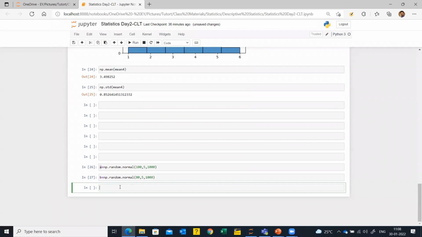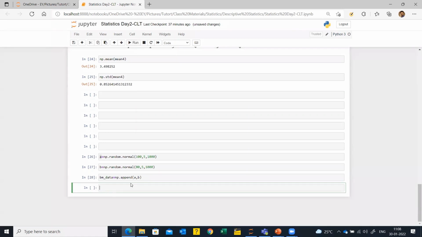Now I want to append both these data together. So what I can do, I can create a variable, say bimodal data, and I need to append it. So let's use the append function. So in here, you are also revising your NumPy classes: A, comma, B. So you have created your bimodal data. I'll quickly run it. No error.